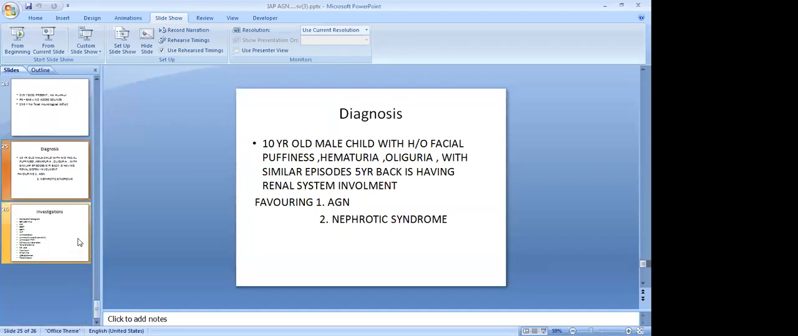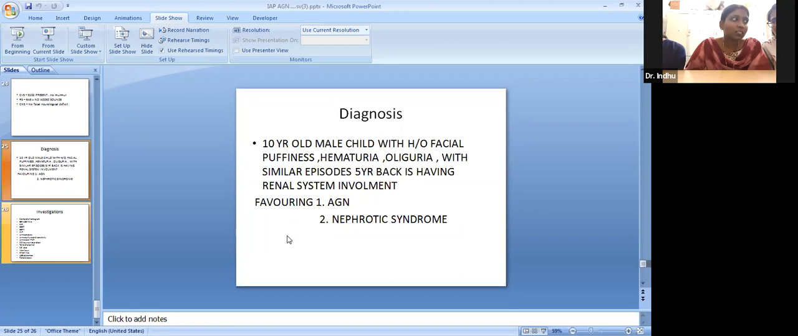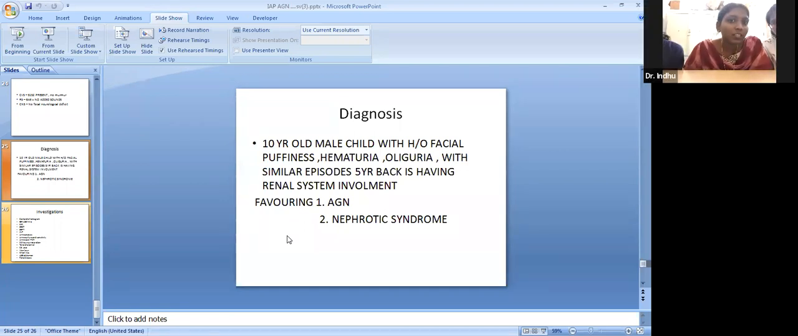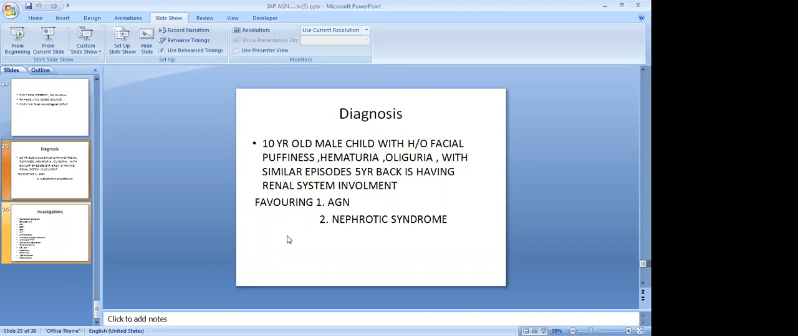Why put nephrotic syndrome also here? Do you want to entertain nephrotic syndrome in this child? If you want to entertain nephrotic syndrome, how will you account for hematuria? What are the causes of hematuria in a patient with nephrotic syndrome? UTI, sir. Okay, UTI. Renal vein thrombosis. Only when the patient develops renal vein thrombosis, there will be frank hematuria.